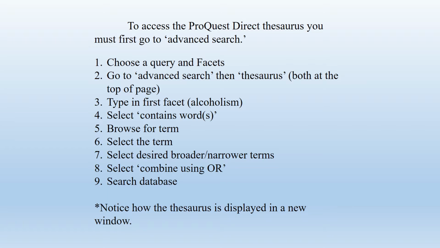The third and final database I will discuss is ProQuest Direct. To access the thesaurus, you must first go to Advanced Search. Choose a query and facets, go to Advanced Search, then Thesaurus, both of which are at the top of the page. Type in the first facet, select Contains Word or Words, browse for the term, select the term, select Desired Broader Narrower Terms, select Combine using OR, and finally select Search the Database. Notice how the thesaurus is displayed in a new window.